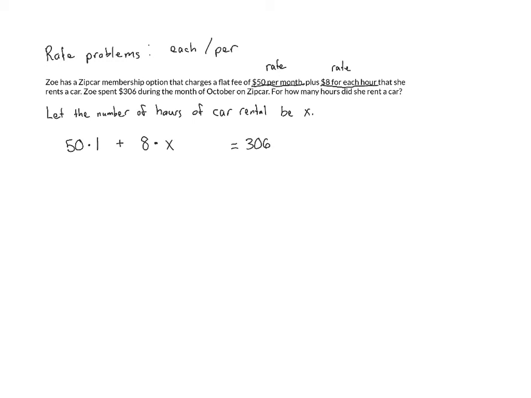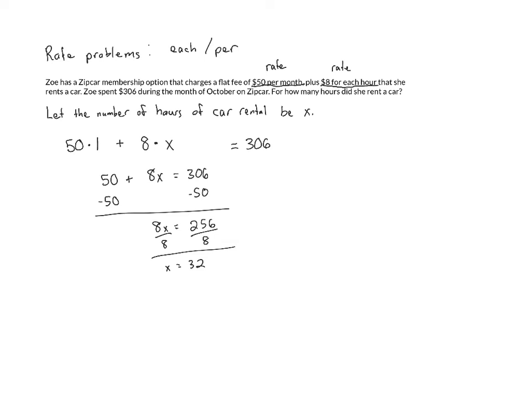We can simplify the left. 50 times 1 is 50, plus 8 times x we can write as 8x equals 306. And we want to get the variable term alone, so we've got to get rid of that 50. We can do that by subtracting 50 on both sides. This leaves us with 8x on the left. 306 minus 50 is 256. And then to get x alone, we divide both sides by 8. 256 divided by 8 is 32. So we end up with x equals 32.